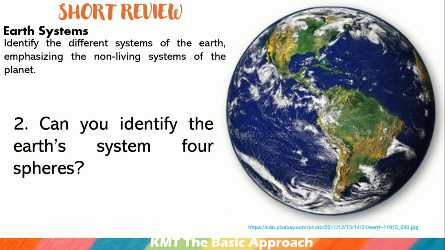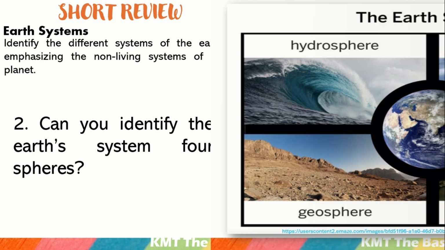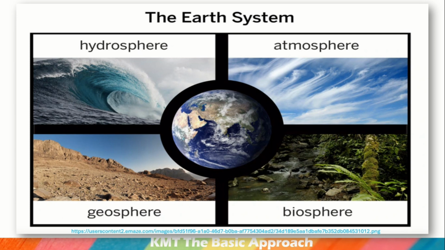Number 2. Can you identify the Earth's four spheres? Let's have a review. This is the Earth system. First is hydrosphere. Second is geosphere. Third is atmosphere. And fourth is biosphere.